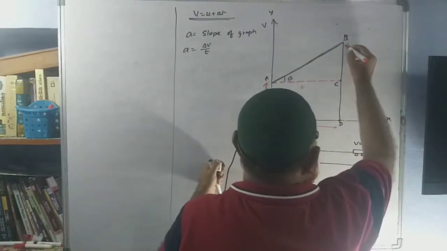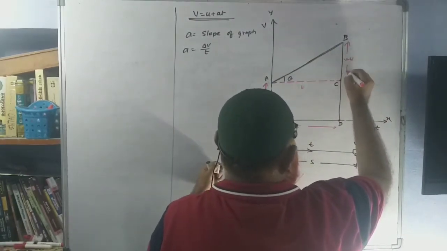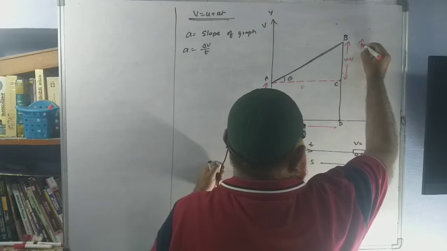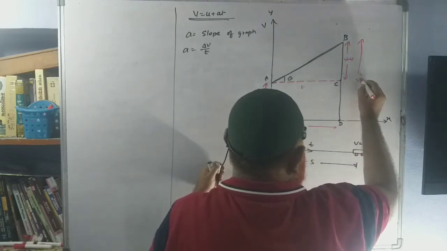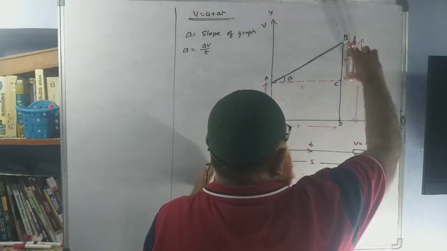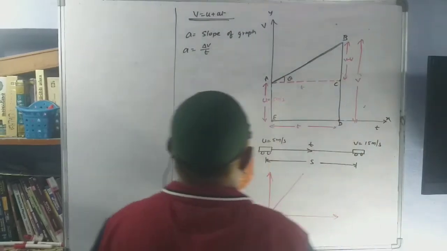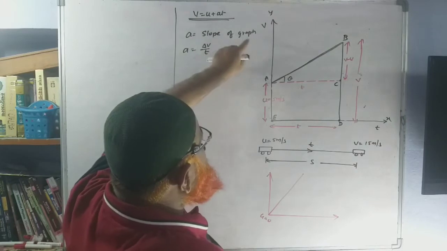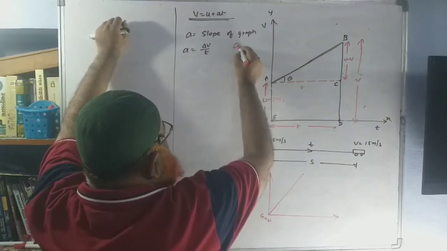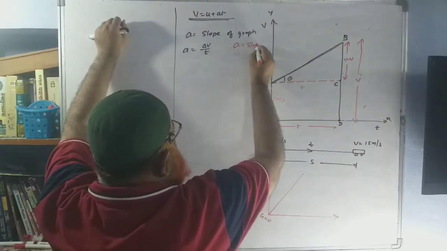So if you consider only this much part, that is going to be v minus u, whereas the complete velocity is considered to be v here. So final velocity is v. And this much part in the graph, starting from here to here, is going to be v minus u. So we need to find out the slope of the graph. Acceleration is equal to slope, we can write here.